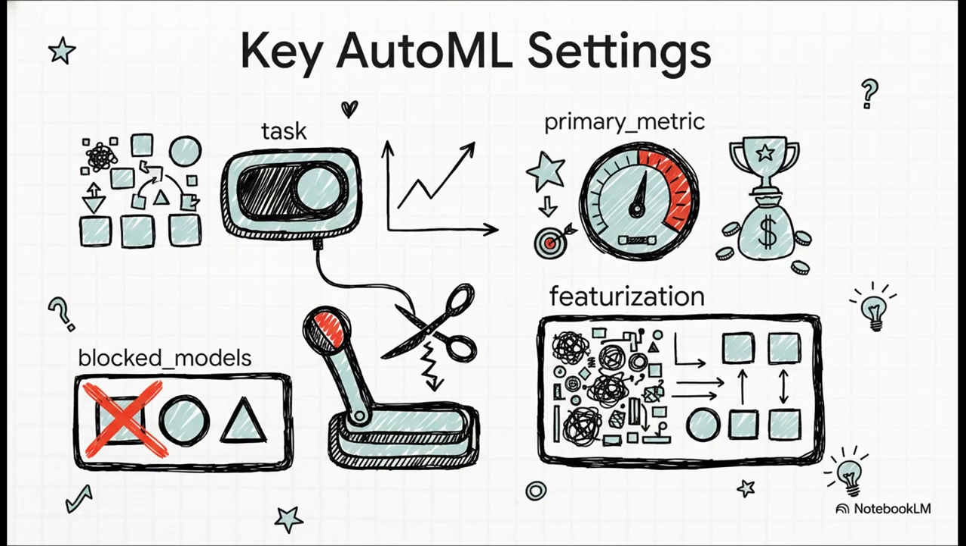But here's the thing. Automated doesn't mean you just press a button and walk away. You still have control. You're the one who sets up the critical guardrails. For instance, you define the task. Are you doing classification or maybe regression? You also set the primary metric, which is how you tell AutoML what best even looks like to you. You can let it handle the data featurization automatically, getting all the raw data ready. And you can even tell it, hey, don't even bother with these specific models. You're still the director. AutoML is just your super efficient crew.